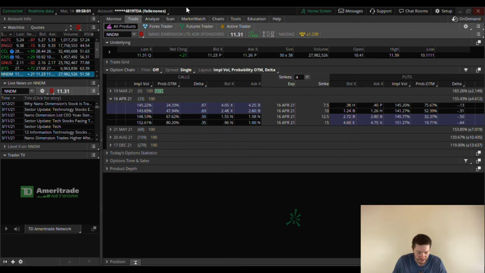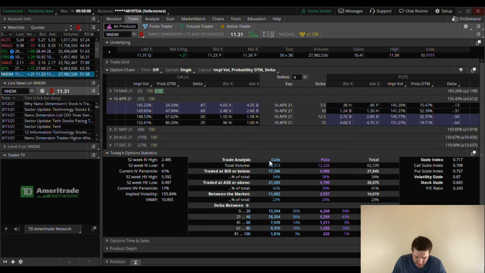And we can also see in the today's option statistics tab the total trade analysis, so you can see the total calls bought, and the market's closed and it's Sunday, so this will actually be for Friday. So on Friday there were 50,000 calls bought and 12,000 puts. So the odds are in your favor, right? More people think that the stock is going to rise than fall, which is a good thing.